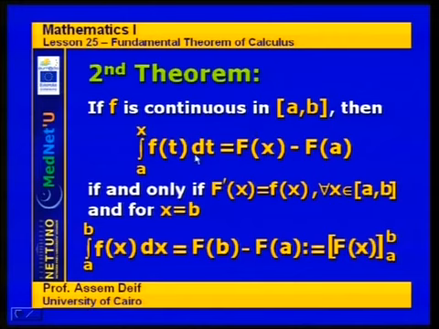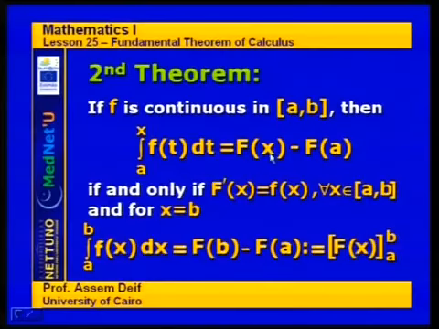Now, there is the second theorem, which is the more important. I mean, not the more important, but the one which is more used. The second theorem tells you that if f is continuous, then the integral from a to x of f of t dt is equal to the antiderivative F substituted at x minus the same antiderivative substituted at a. This is provided that F prime of x equals f of x. In other words, that capital F is an antiderivative of small f. This is both a necessary and sufficient condition for the application of this theorem.